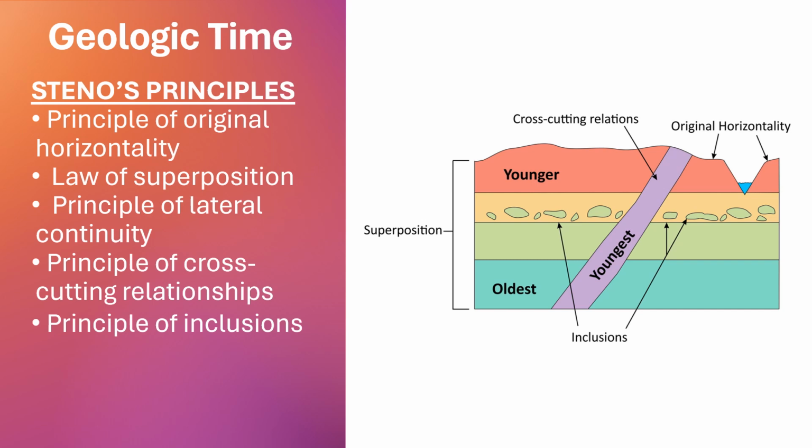Finally, you have the principle of inclusions. Bits of rock included in another layer must come from a rock that was already there. Therefore, the inclusions come from an older rock than the rock that they are included in.